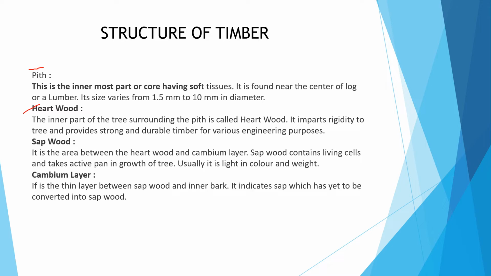Next, sapwood. This is the area between the heartwood and the cambium layer. Sapwood contains living cells and takes active part in the growth of the tree. Usually, it is light in color and weight. Next, cambium layer.